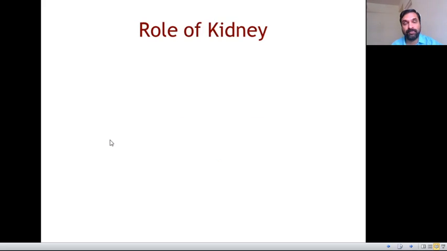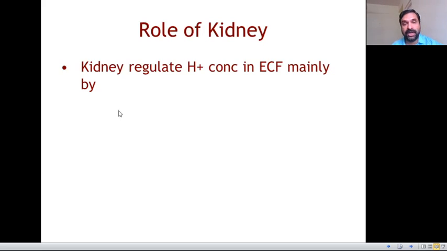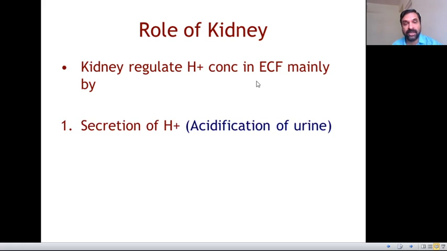Now, the role of the kidney. The kidney regulates H+ concentration in ECF mainly by secretion of H+, otherwise called acidification of urine. Excess H+ is excreted in urine and urine becomes acidic, and this decreases the H+ load in the ECF.